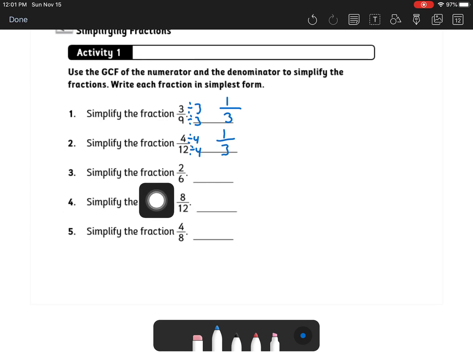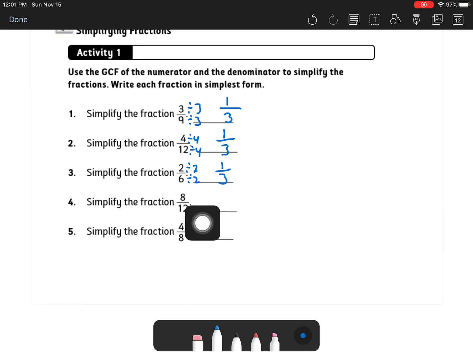In number 3, I've got 2 and 6. Well, can I divide the 6 by 2? Yes, I can. So I can divide by 2 in both the numerator and the denominator. It's going to give me 1/3 again. These all happen to be 1/3 so far.